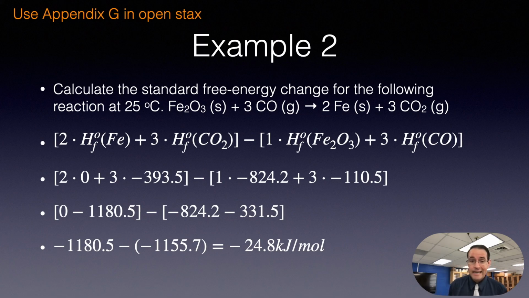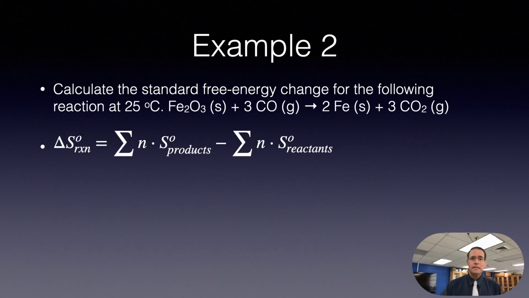That's the heat of reaction. It's exothermic. It releases that amount of heat. Next, we calculate the change of entropy of this chemical reaction. Same kind of formula, products minus reactants.